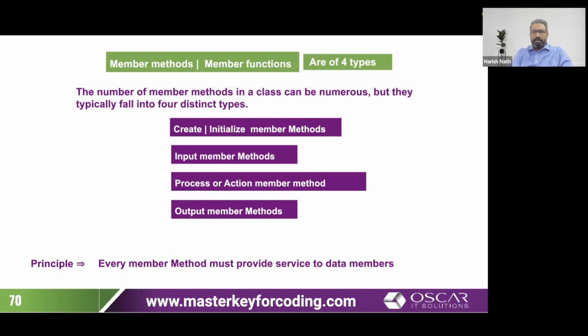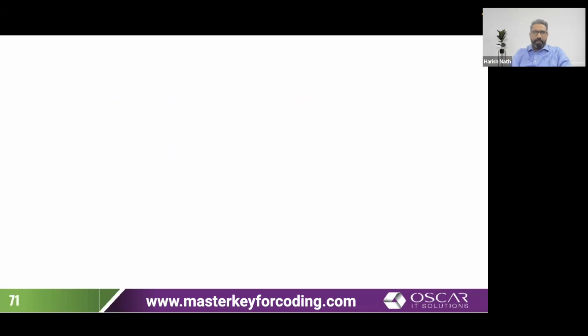Yes, there's a principle for these member methods. Every member method must provide service to the data members. So what services? Create or initialize service, input service, processing service, or the output service. Definitely they will be providing one of the 4 services. Accordingly, we write the methods. So the count can be numerous, but the categories are 4. This is how we enter. This is where we write.